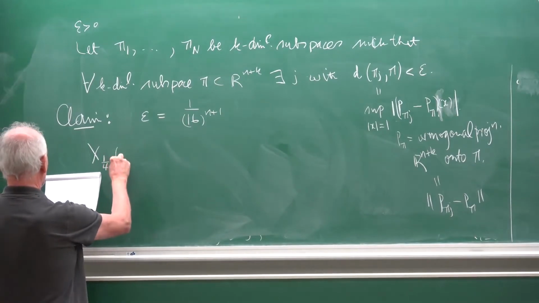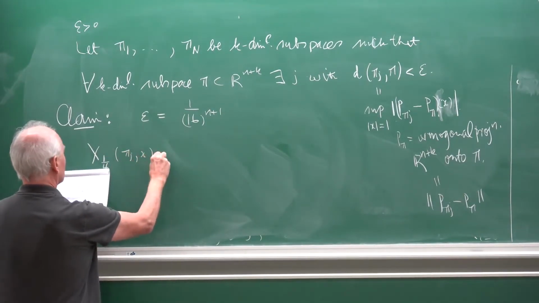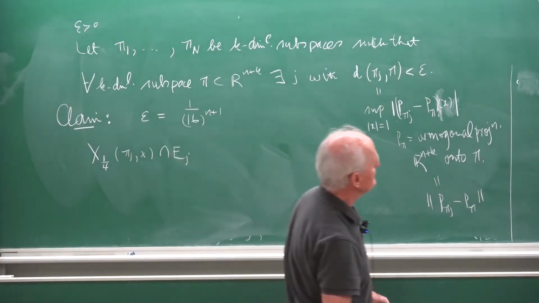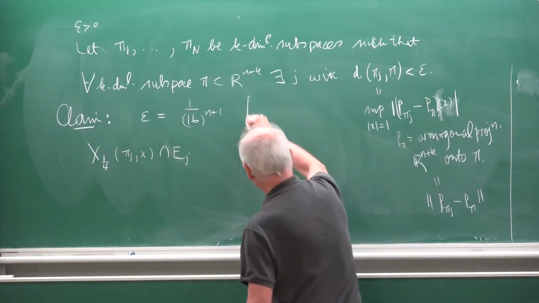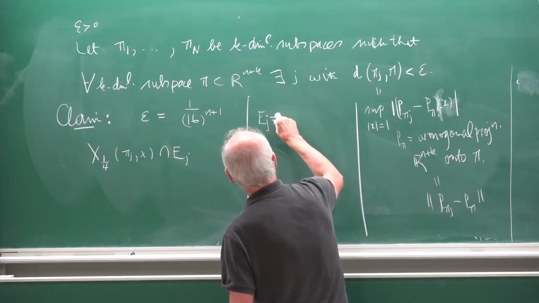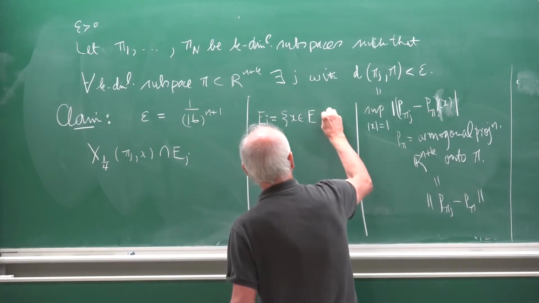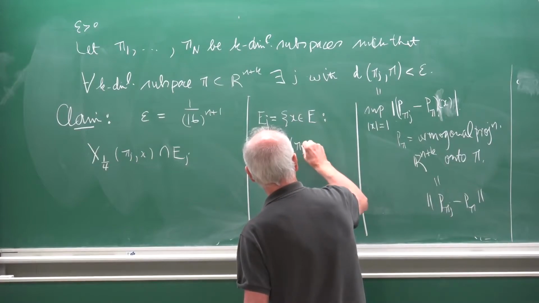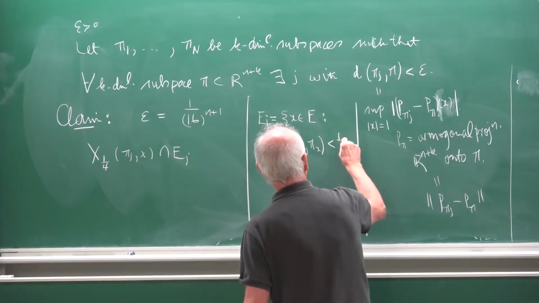x 1/4 of pi j x intersect Ej. Oh, I didn't say what Ej was. So I'm going to let Ej be the set of x in E such that the distance of pi j to pi x is less than 1/16.